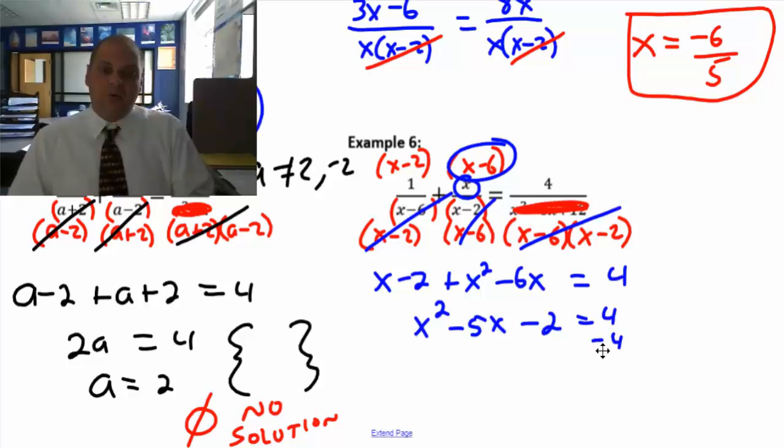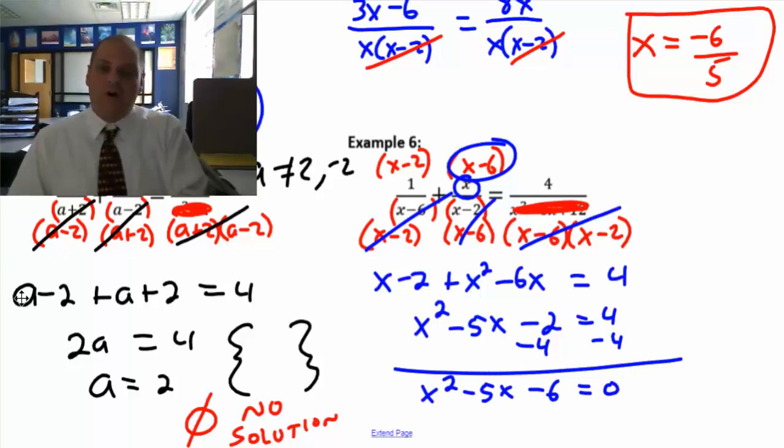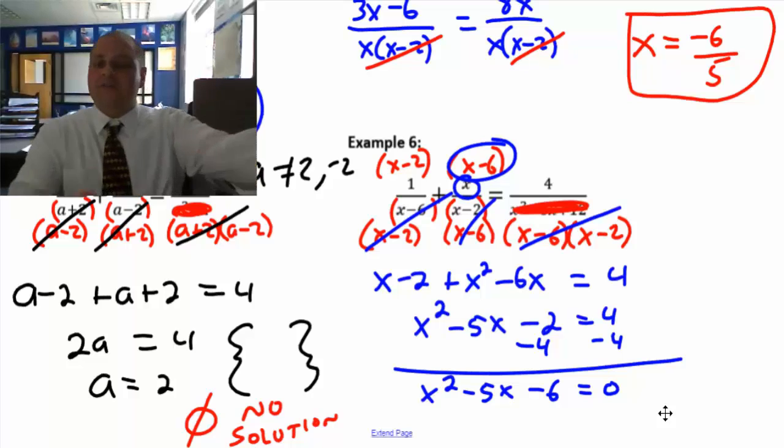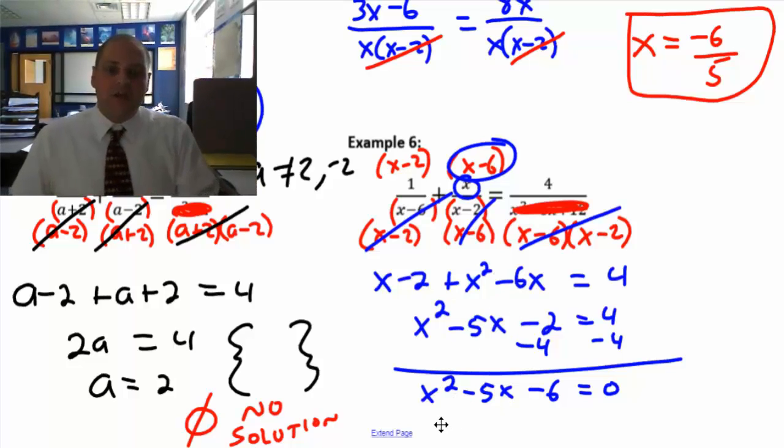I get it equal to 0 because I have a quadratic equation. I have x squared minus 5x minus 6 equals 0. Wow. So now I get a quadratic equation from my rational equation. That's okay. We know how to handle this. We've been solving these all year pretty much, right? We factor x minus 6, x plus 1.